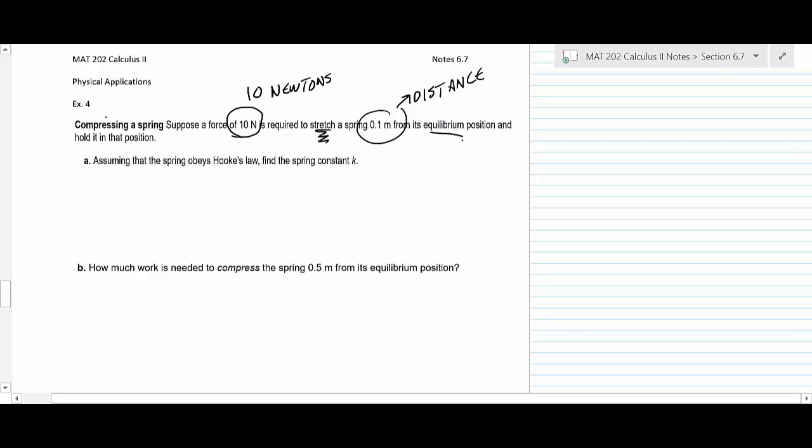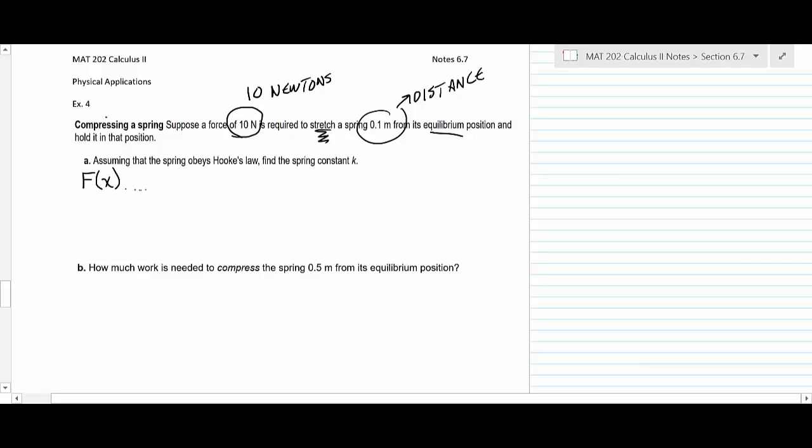What does equilibrium position mean? It just means the spring is just sitting there. It's not stretched and it's not compressed. If you stretch a spring, what's going to happen to it? It's going to go ding, ding, ding, ding like this and eventually come to rest. It's going to wobble. You can actually model it by a sine wave that damps and comes to an end. So it'll wobble for a while, then come back to equilibrium.